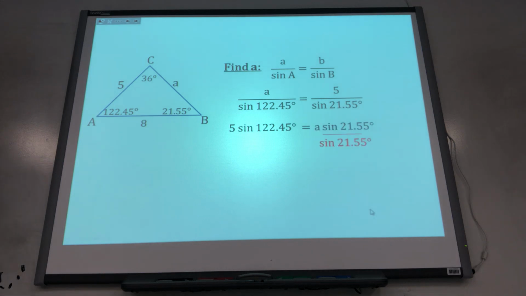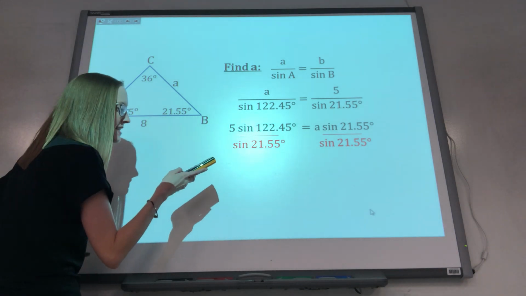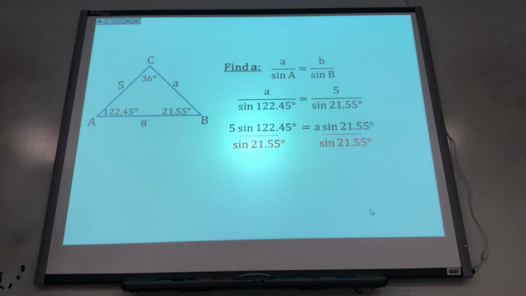I'll end up taking 5 sine of 122.45, I like to hit enter after that, divided by sine of 21.55, and it should be approximately 11.49. They didn't give us units, so we can leave those off. Any questions about the first one? Again, that's just like what we were doing on part 1. So a little bit of review right there.